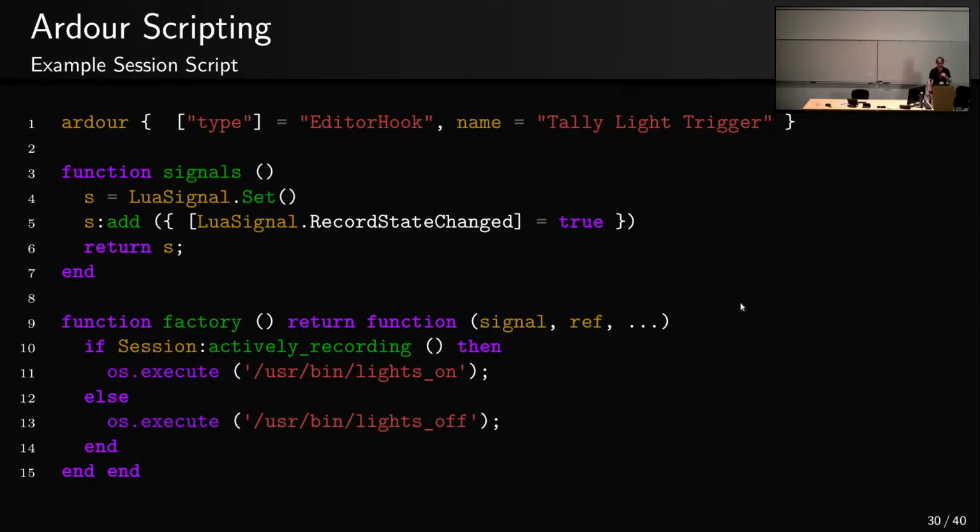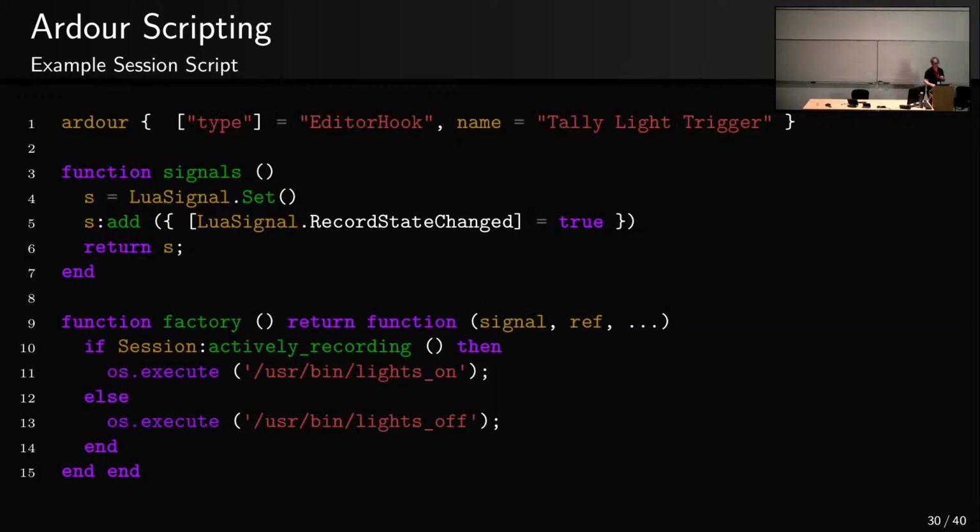Here's the tally one that I alluded to earlier. First, we create a set of Lua signals. Then we add, in this case, the record state changed signal, and then later on you see that every time this is called, we can check whether the session is actively recording, and we turn on the lights, and otherwise we turn off the lights. In this case it would be some external function that handles this on the hardware.